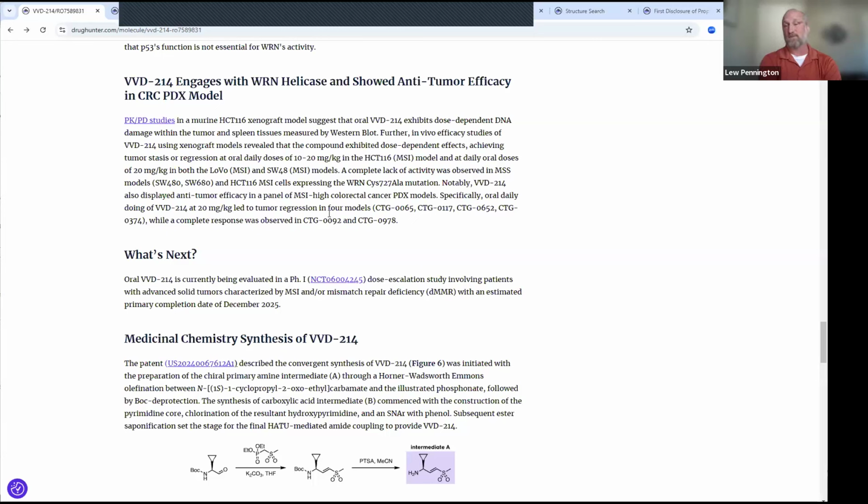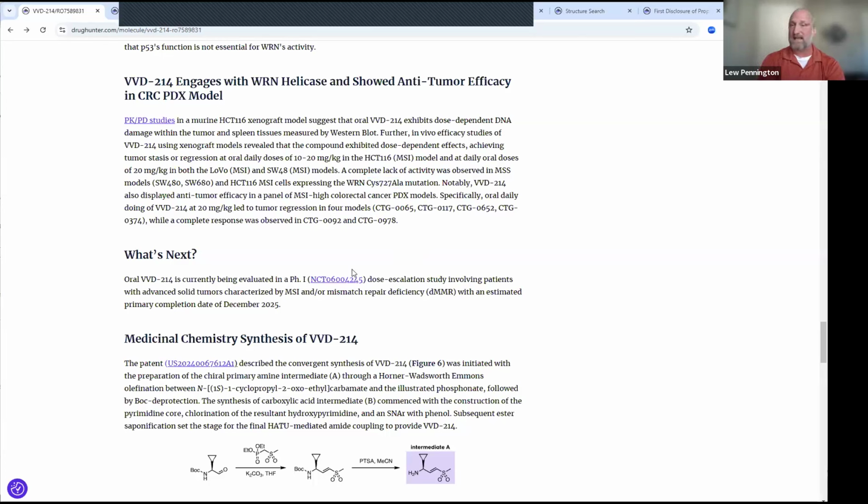They could even do a mutational study. If they mutated out that cysteine 727 to an alanine, then the 214 was not active. So further confirmation of that pharmacological hypothesis that they had on the program.